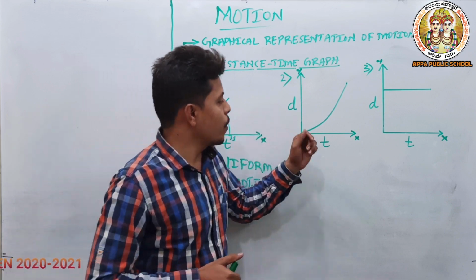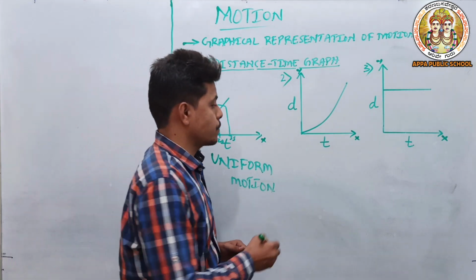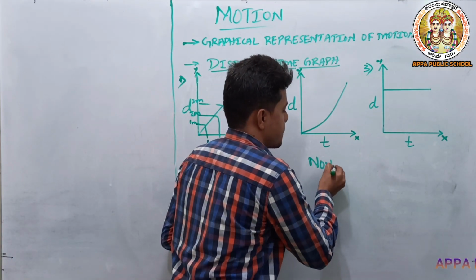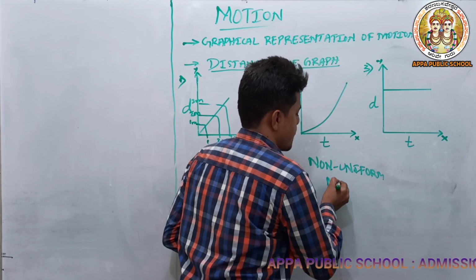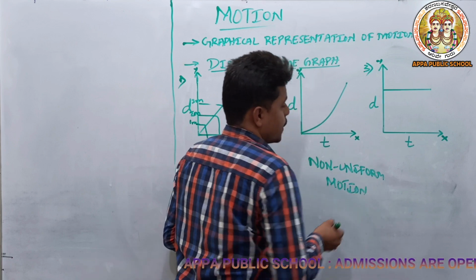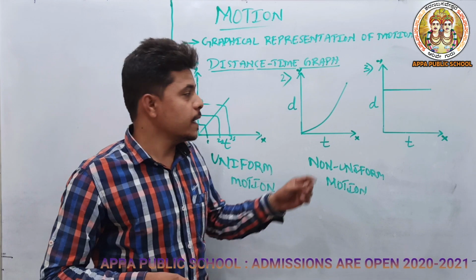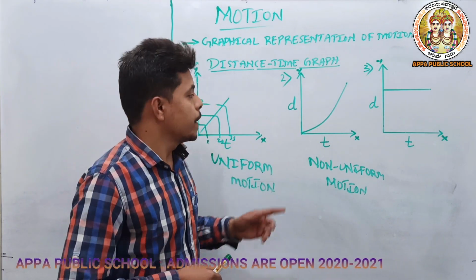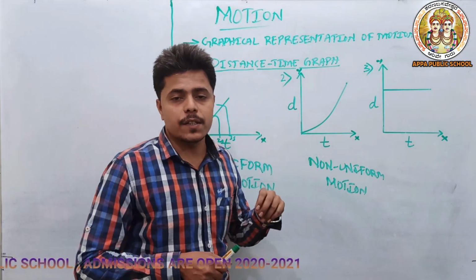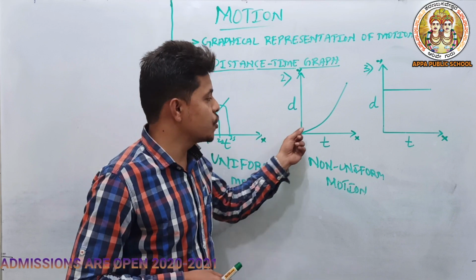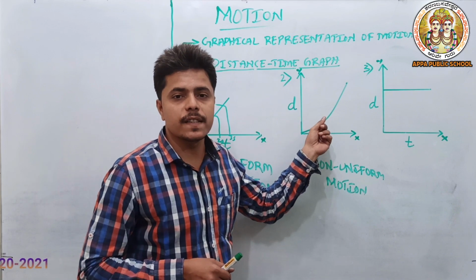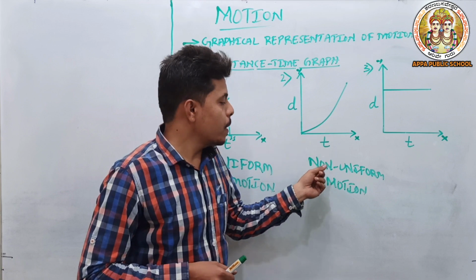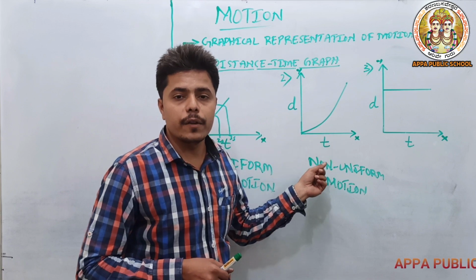So here is one more, non-uniform motion. Here the body is covering unequal distance in equal intervals of time. There is a change in the distance covered. So the body is covering unequal distance in equal intervals of time, and we call this graph non-uniform motion.